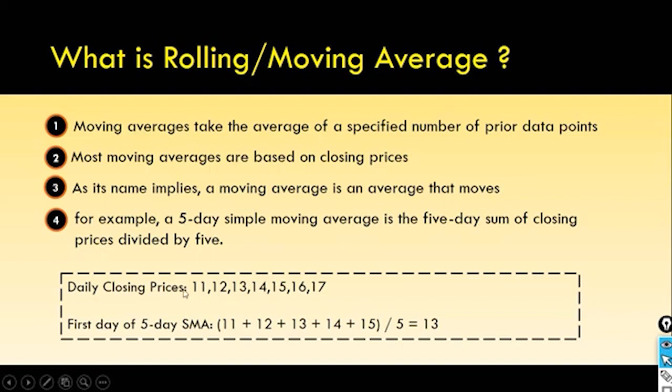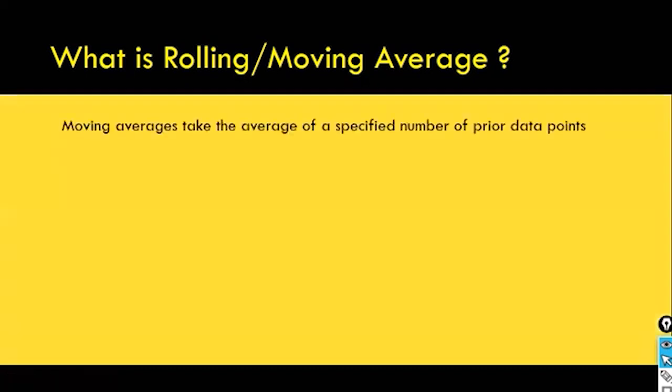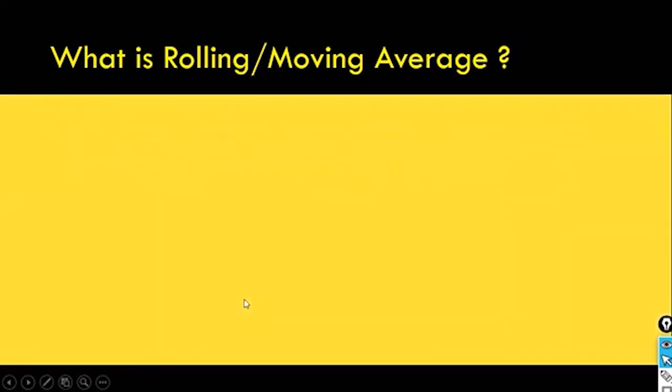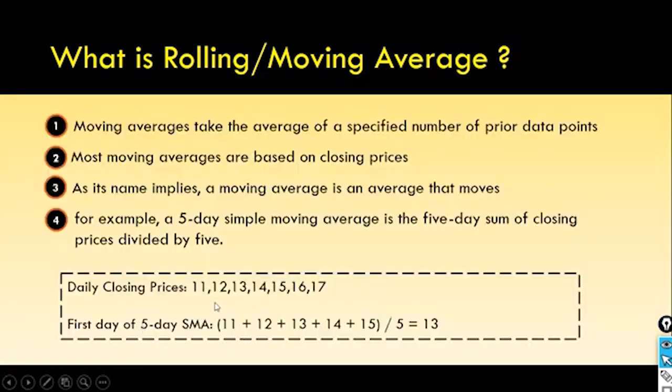What we do is first take the 5 values, 11 plus 12 plus 13 plus 14 plus 15, divided by 5. You get 13, the first 5-day average. So the first day of the 5-day simple moving average for this given data is: take the 5 data point values and divide by 5.